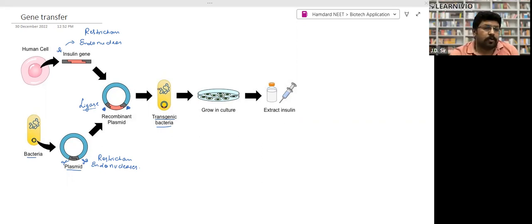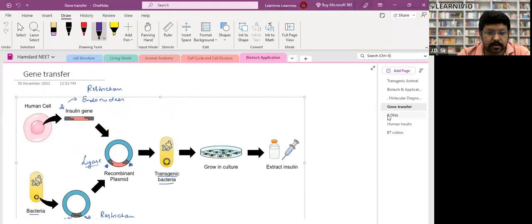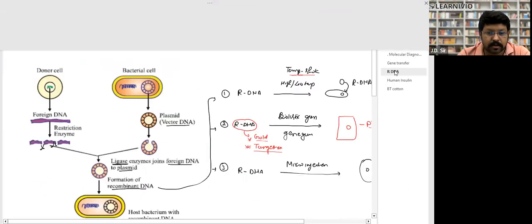Okay, so gene transfer. Along with that, let me check with NCERT as well. Gene therapy, I discussed. Gene transfer, we know how gene transfer takes place. That thing we have already discussed.